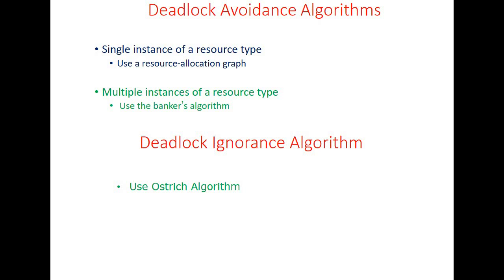Dear students, in this video we learn how deadlock avoidance algorithms handle deadlocks. There are two types of resources: single instance of a resource type, and multiple instances of a resource type. In order to handle deadlocks with single instance resources, we have to construct a resource allocation graph. If multiple instances of the resources are there, we use Banker's algorithm to handle the deadlocks in deadlock avoidance algorithms.